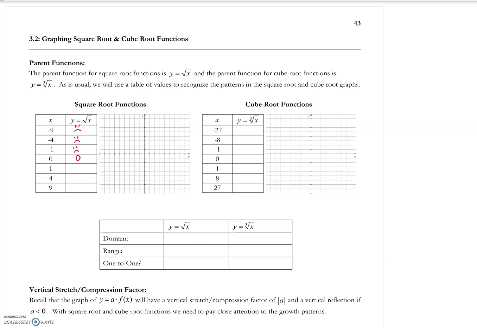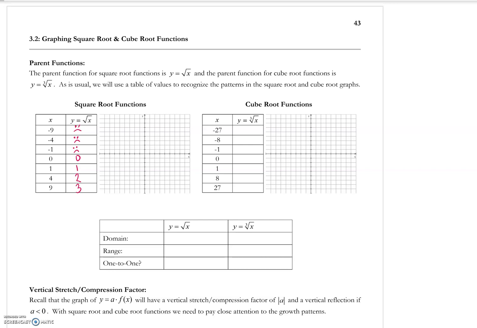I can take the square root of 1 and get 1. I can take the square root of 4 and get 2. And I can take the square root of 9 and get 3. So notice when I made this table of values, I only picked nice numbers for the x that I could easily take the square root of.